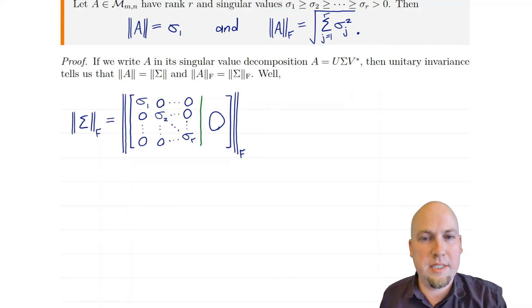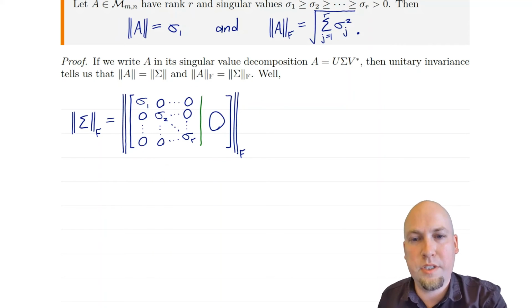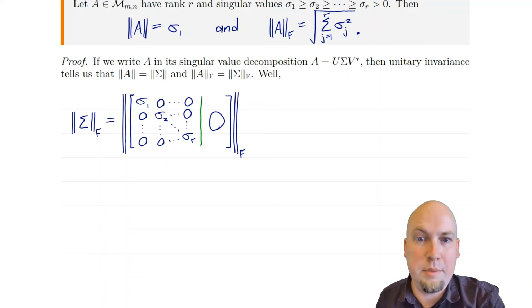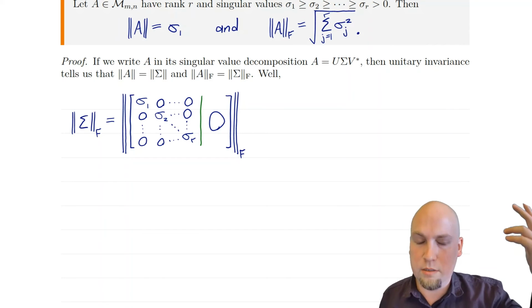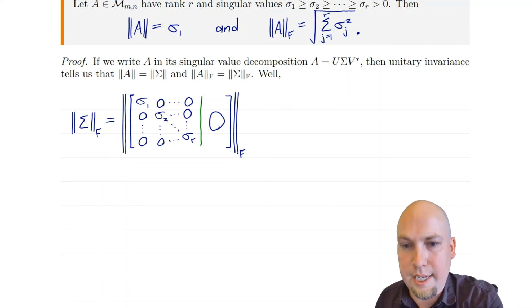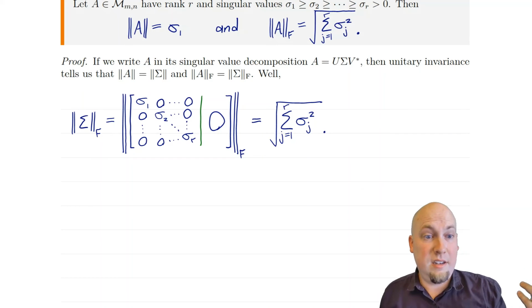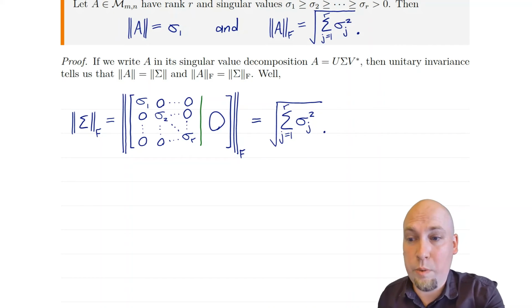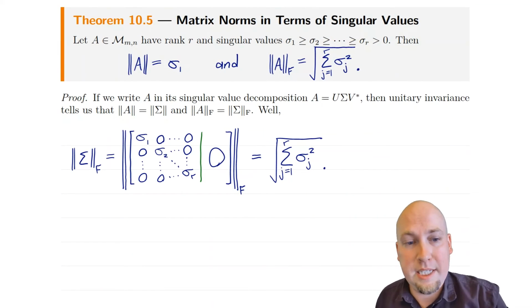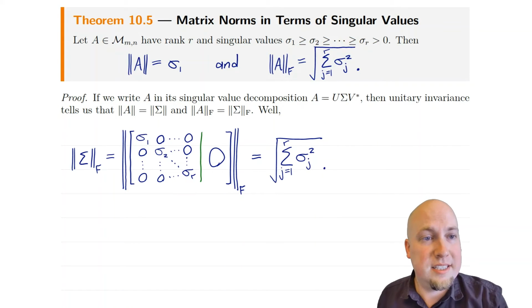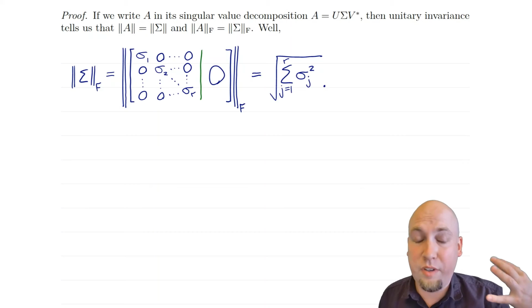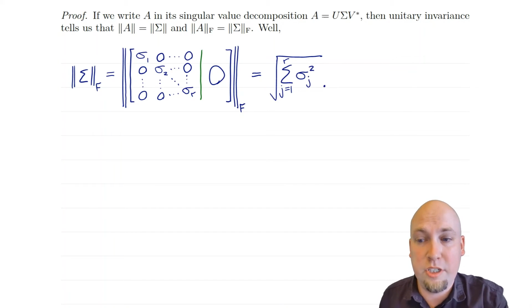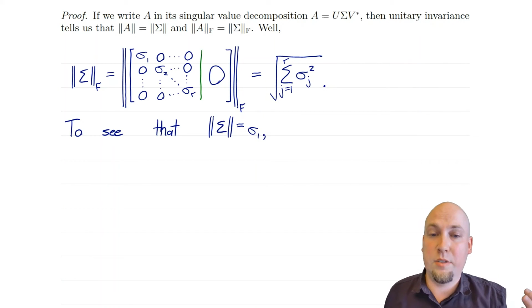Well, the Frobenius norm is the sum of squares of entries, square rooted. So it's sigma 1 squared plus sigma 2 squared plus all the way down the line plus sigma r squared, and then a whole bunch of zeros squared. They don't contribute to anything, and then square root at the end of the day. And that's it. That's the entire calculation. That's what we wanted to show, right? This sum down here is this sum up here. We're done. Basically it just follows immediately from singular value decomposition and unitary invariance of the Frobenius norm.